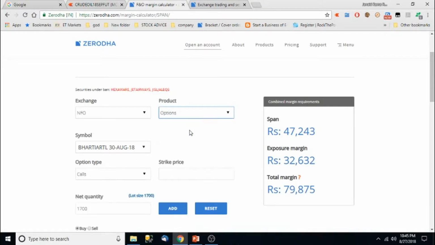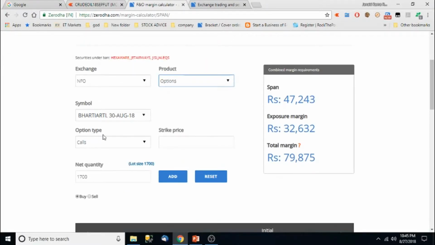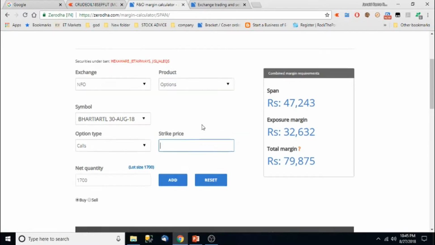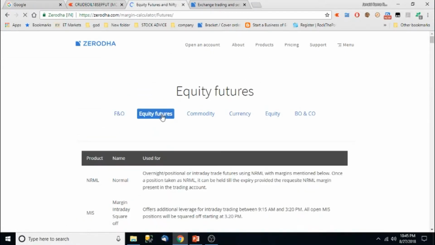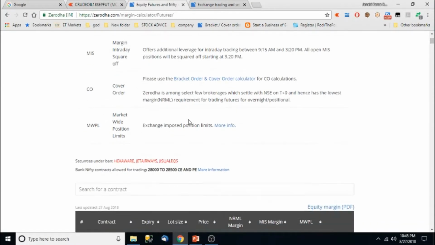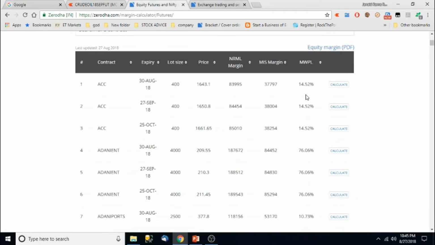We have options. This I am not going to touch because I have to give a much more detailed explanation about what is call, what is put, what is strike price and everything, which is why I'm not touching it. We'll go into the equity futures. This will get a normal margin and MIS margin, which are very much different.